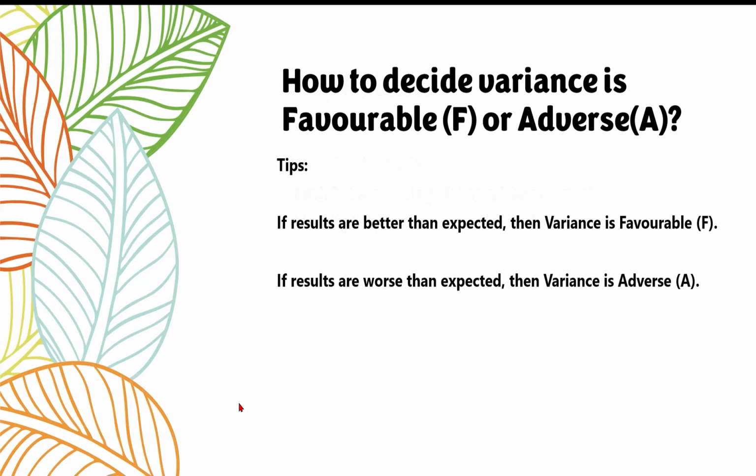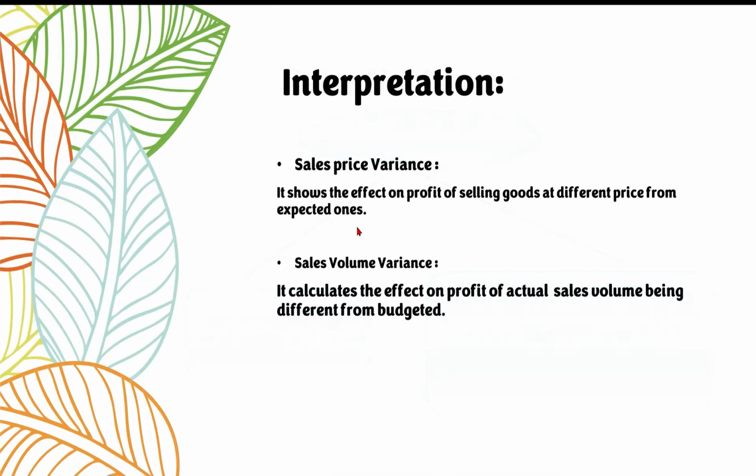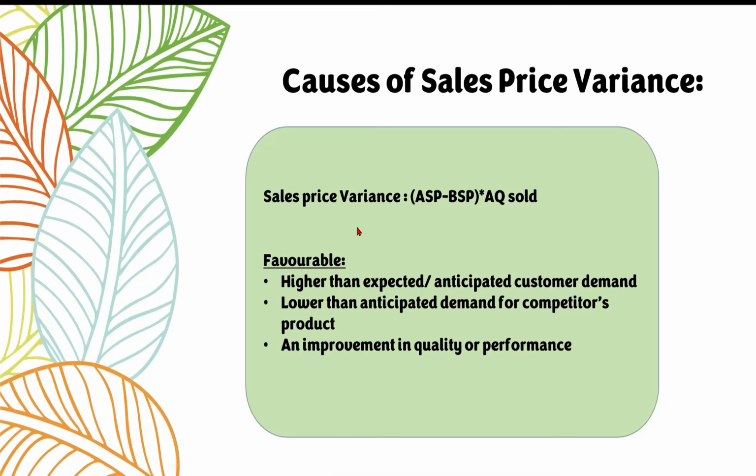So how do we decide whether the variance is favorable or adverse? If results are better than expected, then the variance is favorable. If results are worse than expected, then it is adverse. So here, in the sales price variance, if your result is better than what you expected, in that case we will put the letter F after the difference amount. So how does this favorable situation arise? You need to figure out the reason.